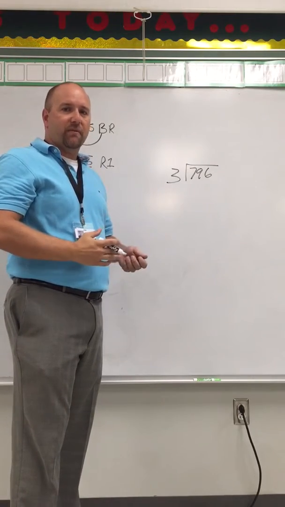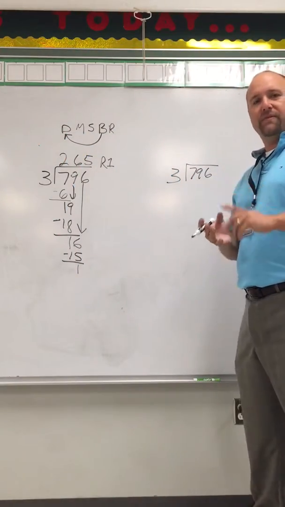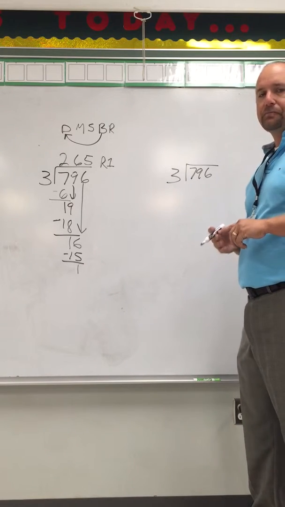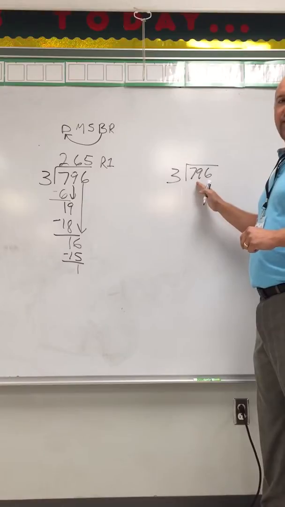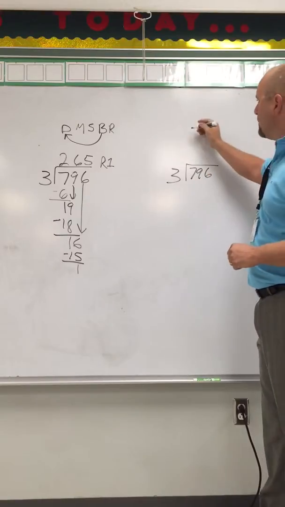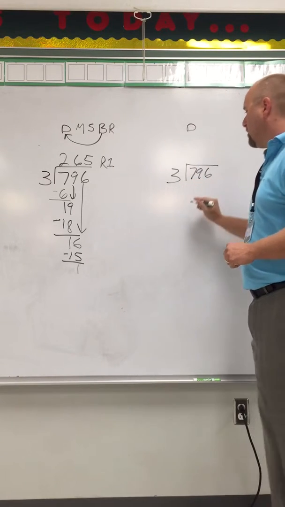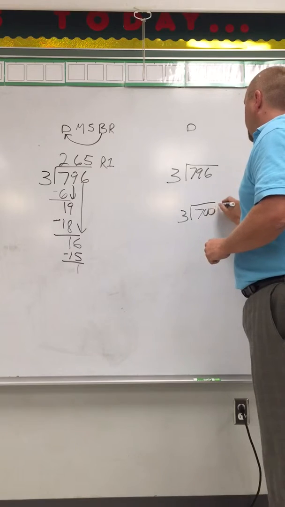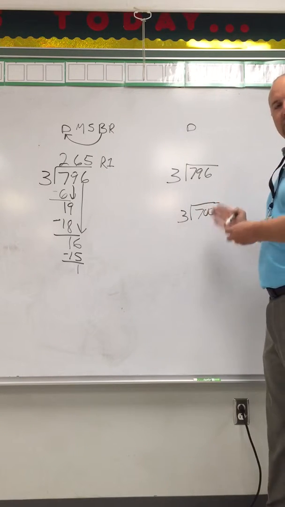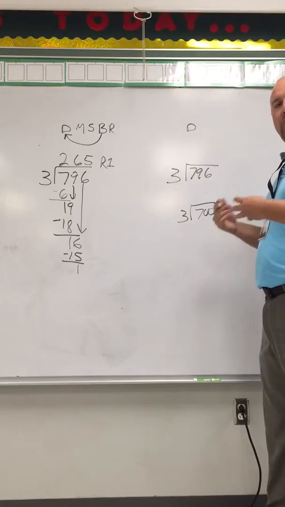Now, this strategy over here is partial quotients. This is something new to some of us. Partial quotients deals with powers of 10, or being able to multiply by multiples of tens, hundreds, and thousands. So this strategy starts out the same way with division, but instead of asking ourselves how many times does 3 go into 7, we're asking ourselves how many times does 3 go into 700?